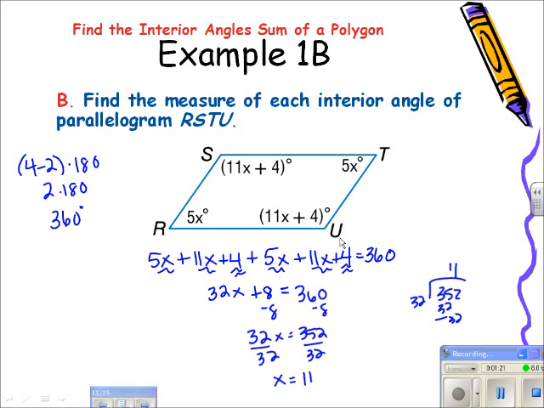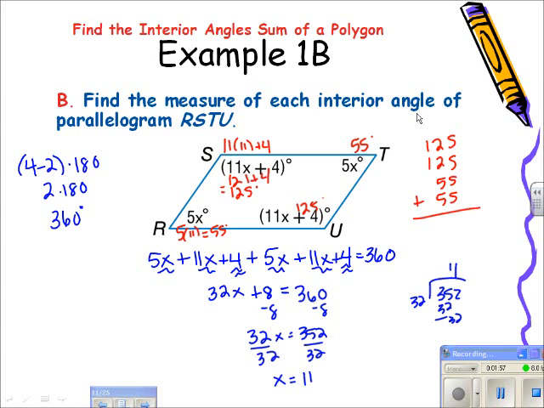Okay, but that didn't answer my question. My question was, find the measure of each interior angle. So now I have to do 11 times 11 plus 4, so that's 121 plus 4. So I know angle S is 125 degrees. If I did 5 times 11, that's 55 degrees. So this one's also 55 degrees, and this one's also 125. If I'm right, I should be able to add 125, 125, 55, and 55, and it better add up to 360. This is how I check my work.